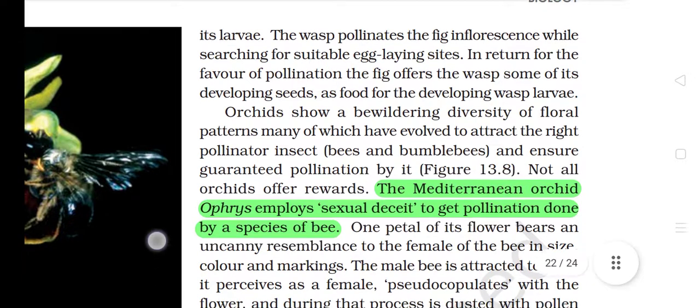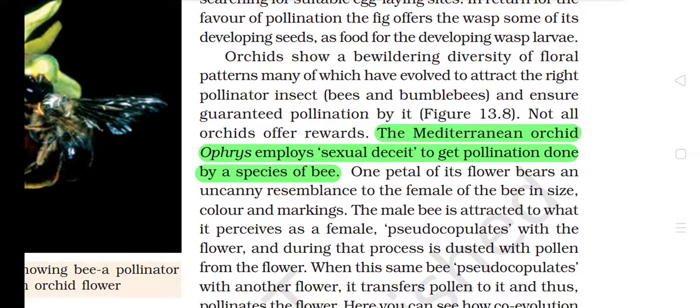Orchids show a bewildering diversity of floral patterns, many of which have evolved to attract the right pollinator insect, bees and bumblebees, and ensure guaranteed pollination by it. Not all orchids offer rewards. The Mediterranean orchid employs sexual deceit to get pollination done by a species of bee.